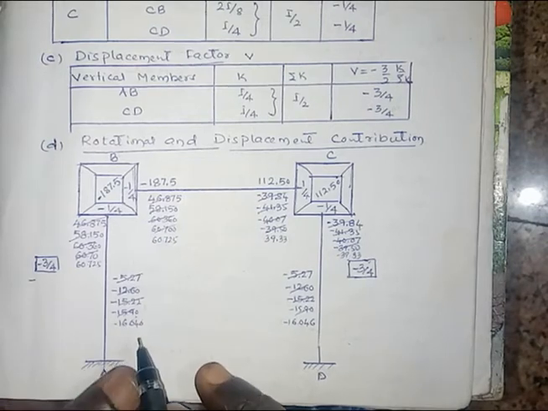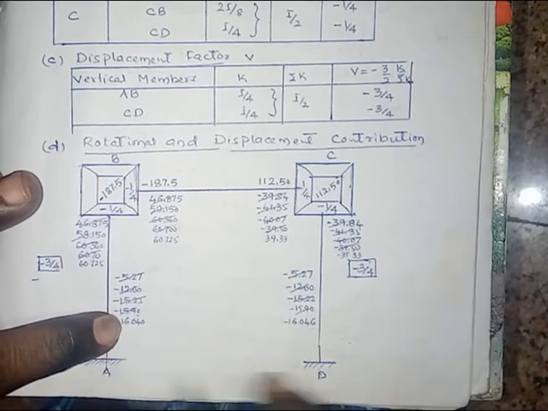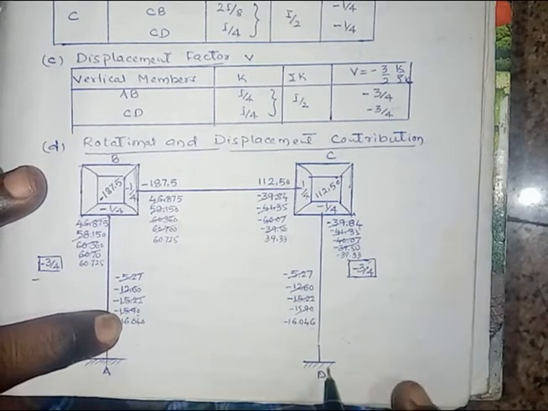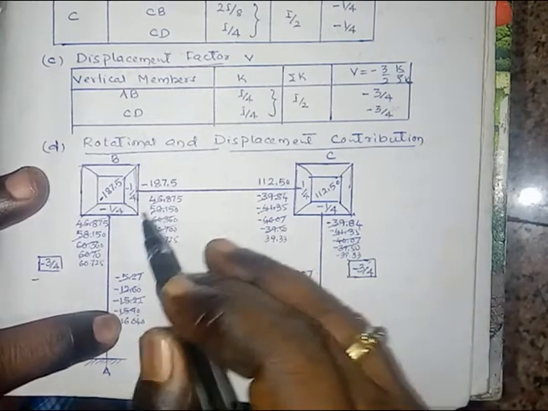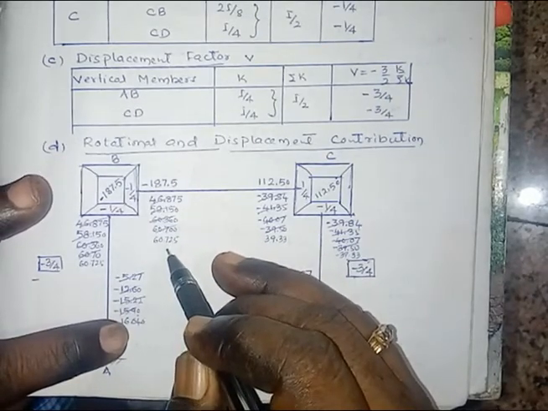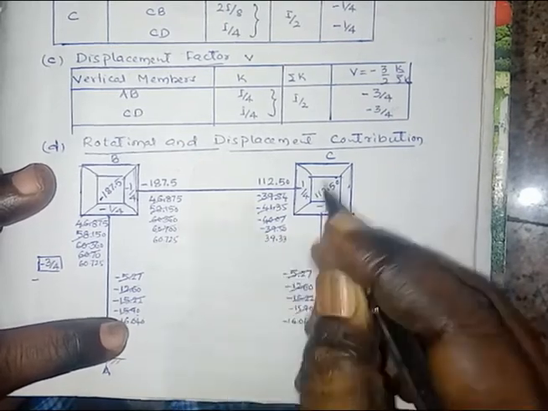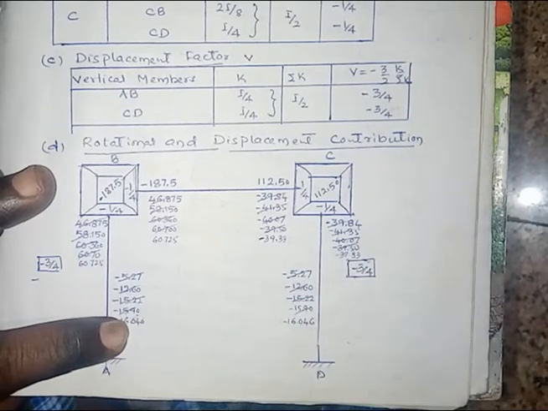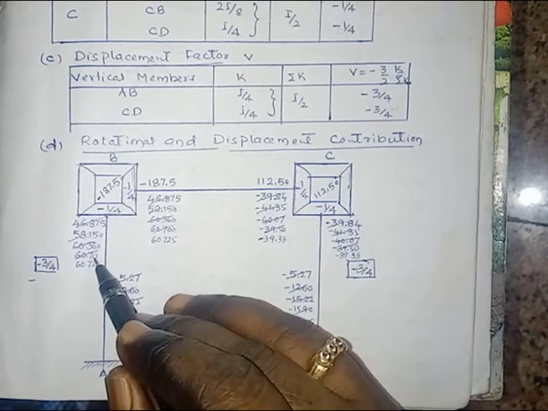Then the displacement contribution, that is the displacement factor minus 3/4. Inside the bracket 0 from the lower end contribution from the columns AB and DC, plus from the upper end contribution, that is 60.725 minus 39.33, that equals minus 16.046.